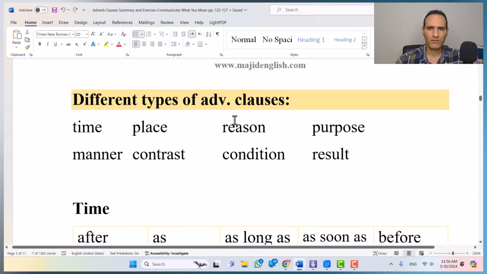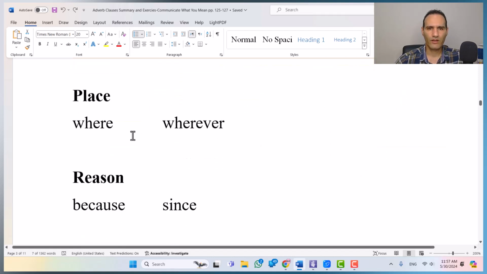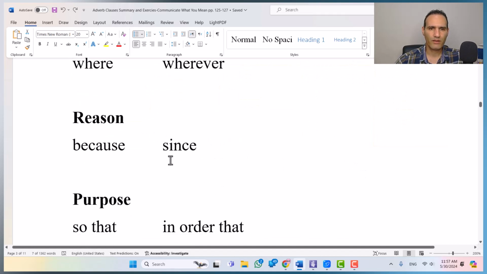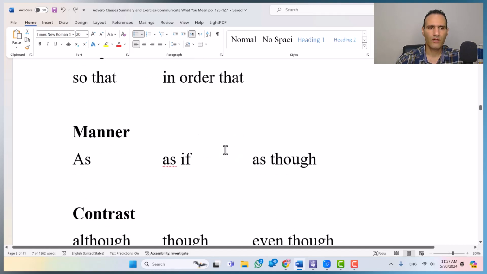Different types of adverb clauses we have covered so far: time, place, reason, purpose, manner, contrast, condition, and result. Adverb clause markers of time: after, as long as, soon as, before, since, until, when, whenever, and while. Place, where, wherever. Reason, because and since. Purpose, so that, in order that, very useful. Manner, as if, as though.